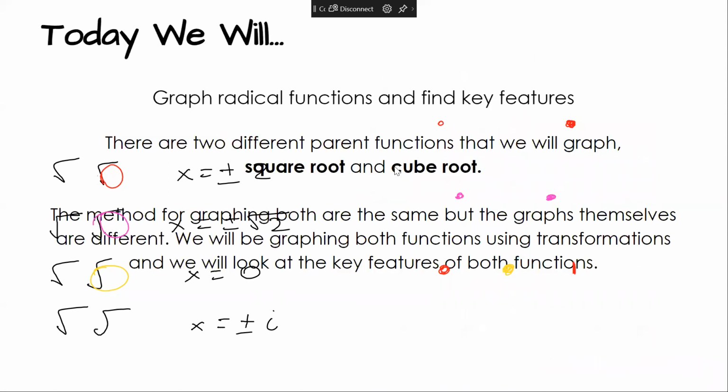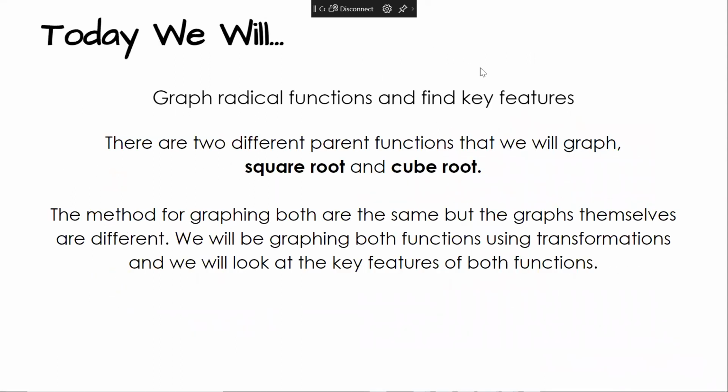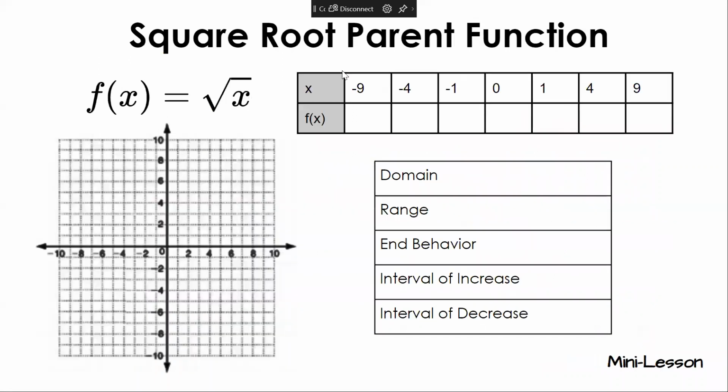Okay, cool. All right, so today we're going to talk about graphing radical functions and finding the key features. So there are 2 different parent functions we're going to look at. They're called square root and cube root. Looking at this first one, square root, we've been dealing with that for a hot minute, right?